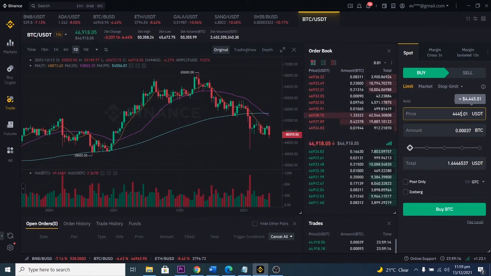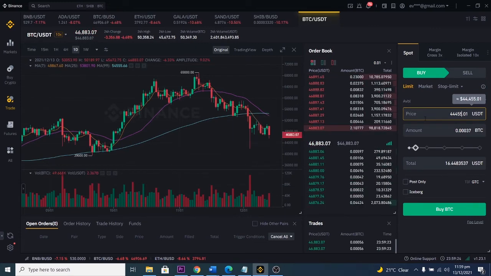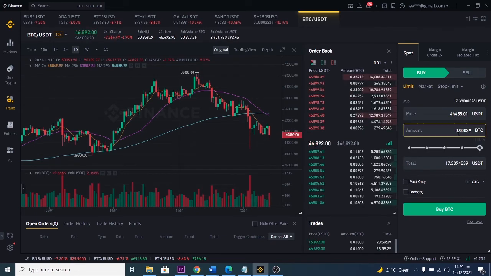I want to make sure it's the same, 1 2 3 4 5, 1 2 3 4 5, yeah, 0.01. So I use all my BTC, yeah. So the number of BTC I will get at this price is actually higher. The number of BTC I will get at this price is higher.